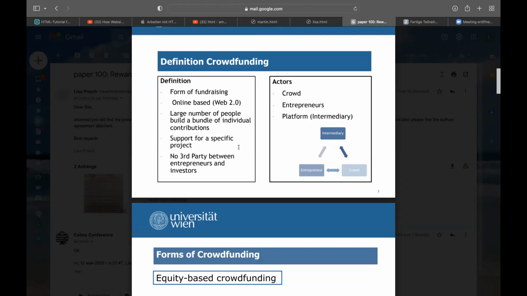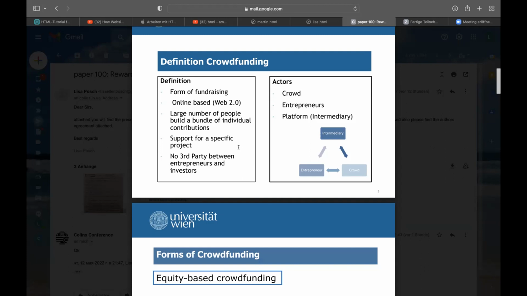The platform is also called intermediary, and it connects the entrepreneurs to the crowd. For example, Indiegogo or Kickstarter are famous examples of platforms. However, in this paper, the focus is towards the crowd.